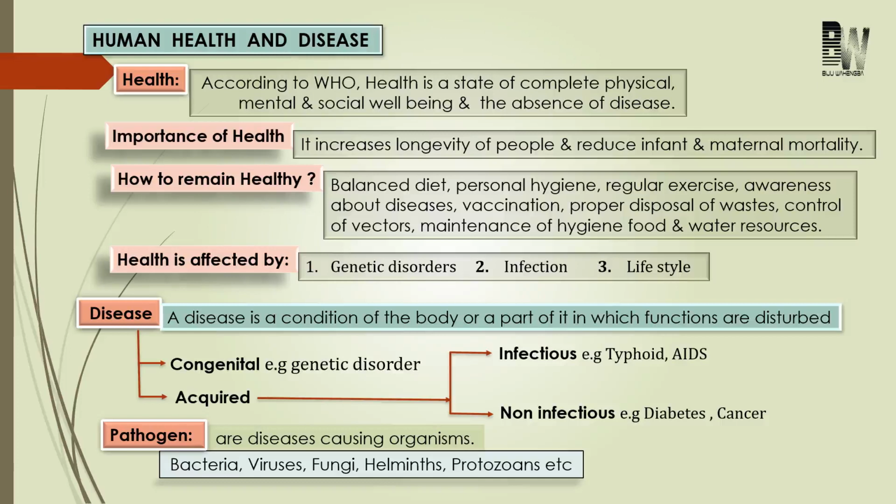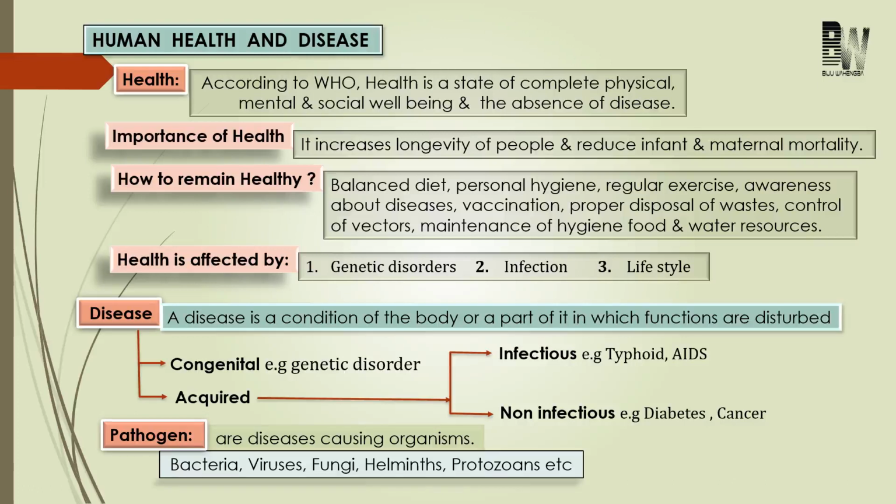So according to World Health Organization, health means not only the absence of disease, but a state of complete physical, mental, and social well-being. That is, if we are physically fit, free from any kind of disease, and mentally and socially well, then we can be considered as healthy. And if we are healthy, we know that we can live longer. Not only that, infant and maternal mortality rate will also decrease.